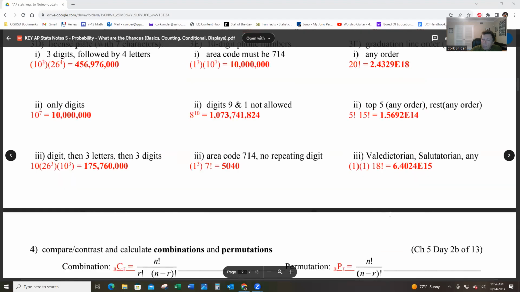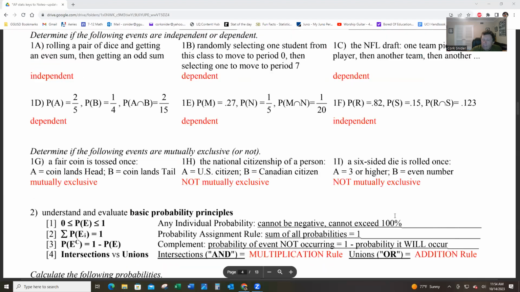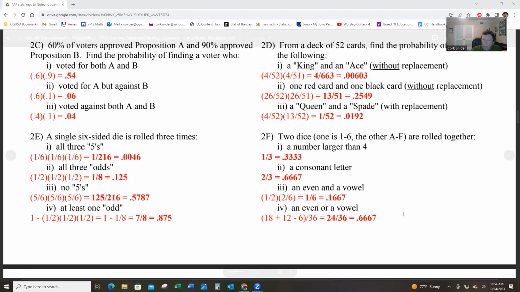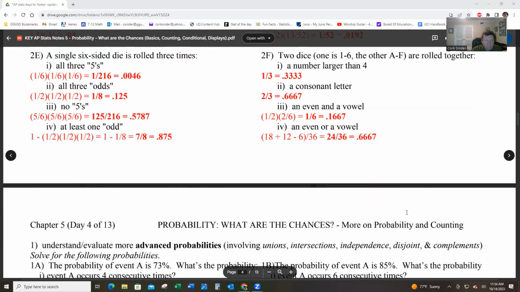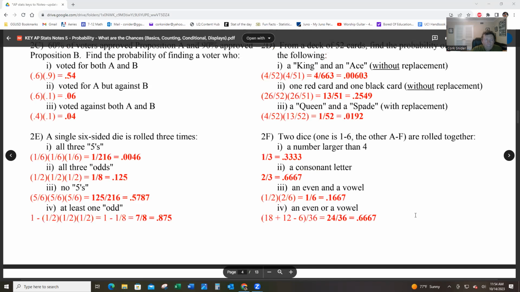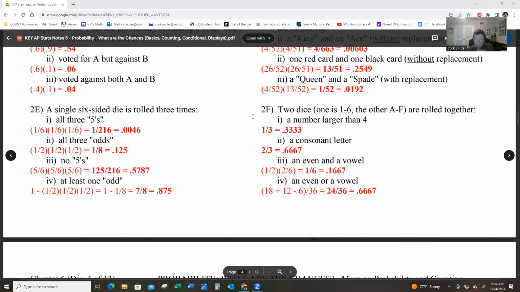So when we are here on this, okay, 2 dice. Here we go. A number larger than 4. You know what? I just realized I showed you the 2 dice rolled together for no reason. Just forget that part. Okay.